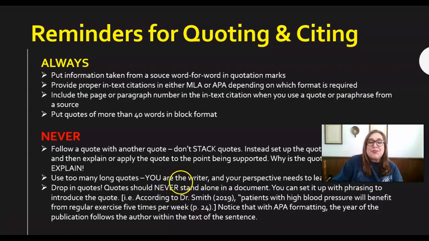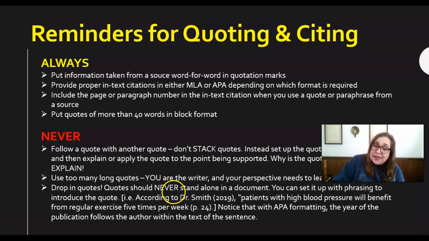Okay, here are some reminders for citing and quoting. Always put the information taken from a source word for word in quotation marks. If it's not in quotation marks, beginning and end, it's plagiarism. And then you also need to have the in-text citation to link it to your references page. You need to provide proper in-text citations, whether it's MLA or APA, but we use APA in this class. Include the page and paragraph numbers, because you have to direct the reviewer as to where it originated.